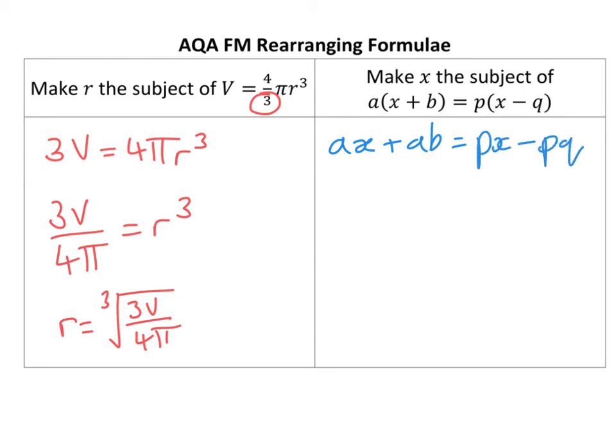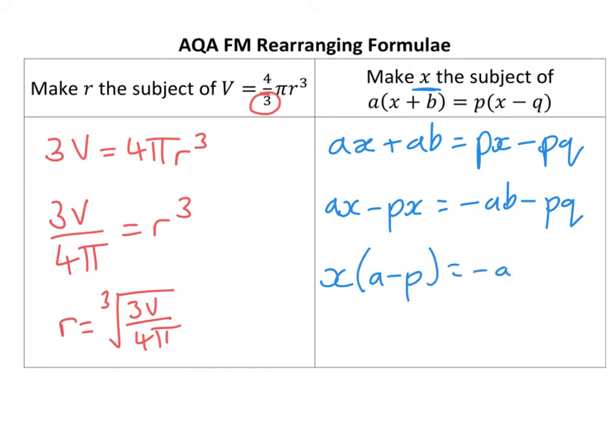All right, because I'm making X the subject, I want to get all the X parts on one side and everything else on the other. So anything involving X, I'm going to get on one side. So AX minus PX equals minus AB minus PQ. All right, I'm then going to factorise. As soon as the subject appears twice, I'm going to end up having to factorise. I only want the subject to appear once. So X times A minus P equals minus AB minus PQ.